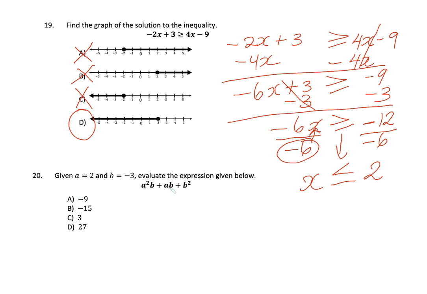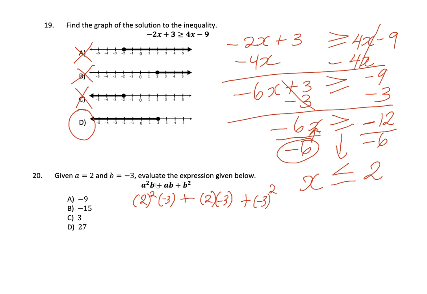Question 20, we're evaluating an algebraic expression. Given a equals 2 and b equals negative 3, evaluate the expression below. So wherever I see a and b, I will replace them with their numerical values. So this will be 2 squared, b is negative 3, plus 2 times negative 3, plus negative 3 squared.